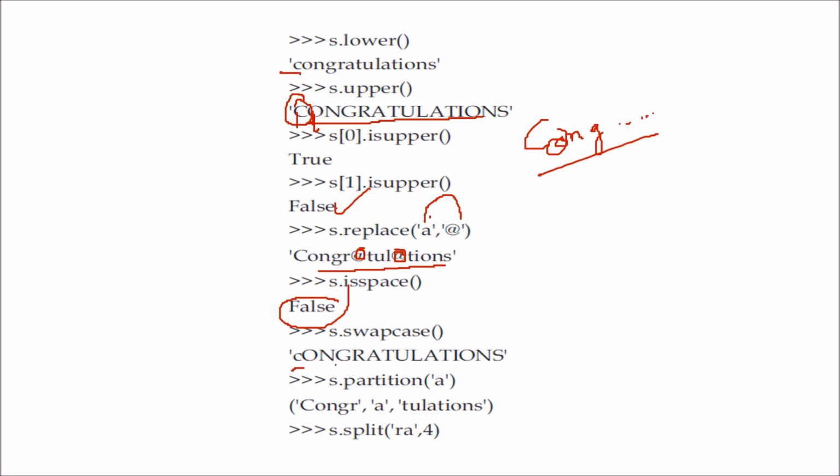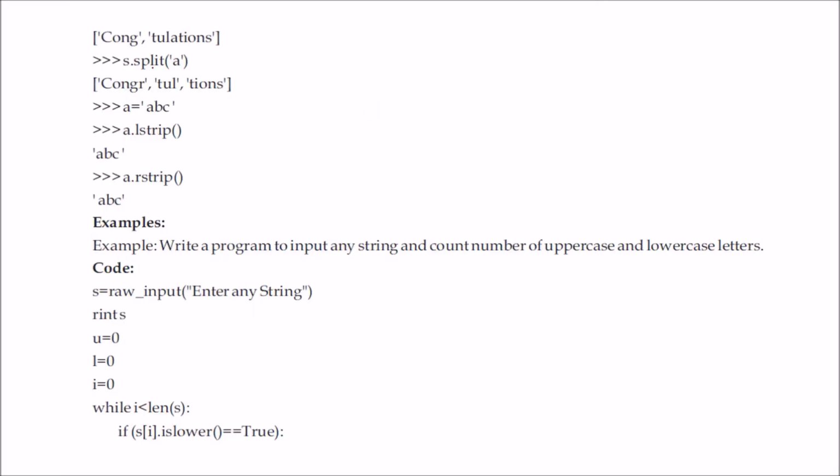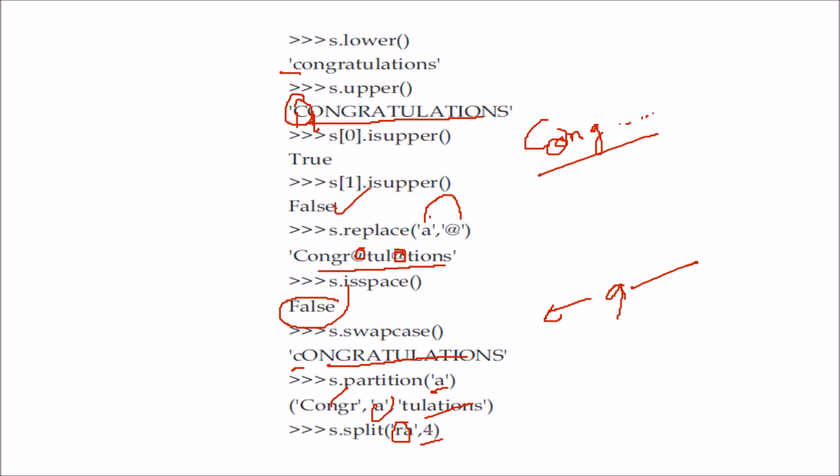Here C is not capital, others become capital. S dot partition A, so wherever A comes, the left part is shown here, and the right part will be shown here. So there will be 3 partitions. If you want to do a 4 partition with respect to RA, then this C is at the 4th position. At the 4th position, you want this to be RA, and you take RA.